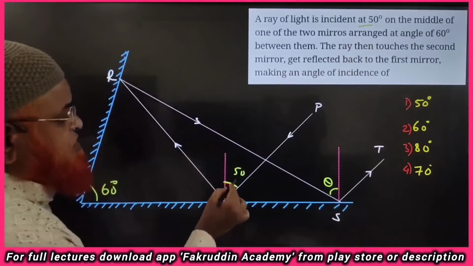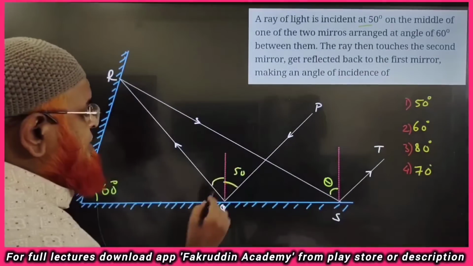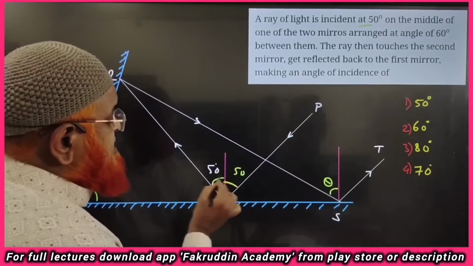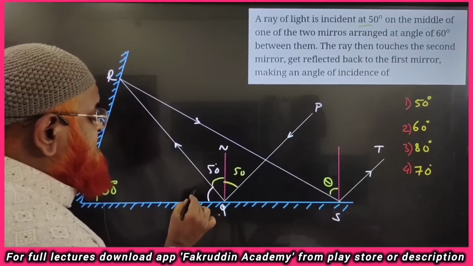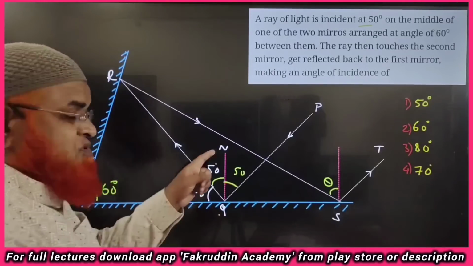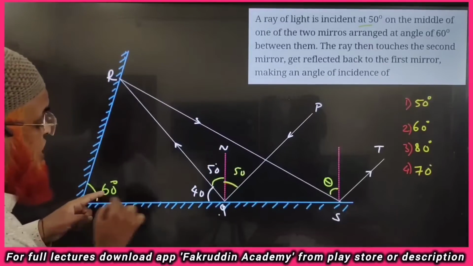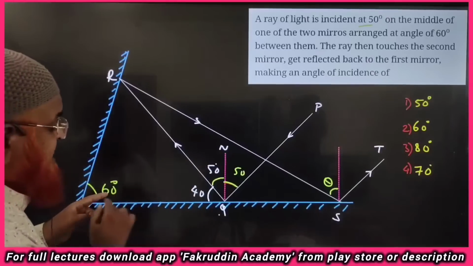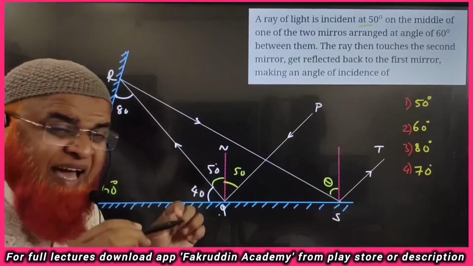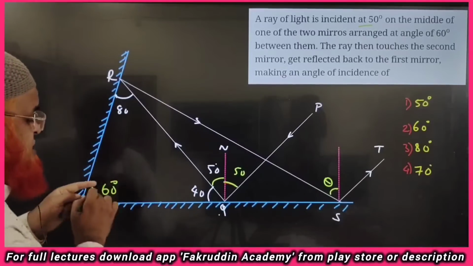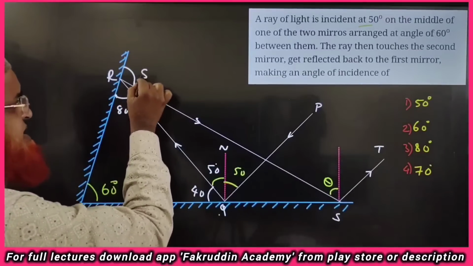This is 50 means this is also 50 degrees. And what is the remaining angle? As this is the normal here, this is going to be 40 degrees, because normal means 90 degrees. 50 plus 40 is 90. So 60 plus 40 is going to be 100. So this is 100 means the remaining angle is going to be 80 degrees, because the sum of the angles in a triangle is equal to 180. So these three should be equal to 180. This is 80 means this is also going to be 80 degrees.